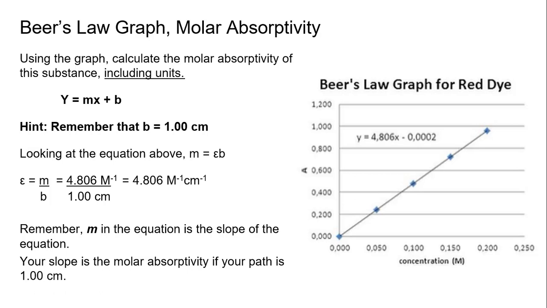Remember, M in the equation is the slope of the equation. So your slope is the molar absorptivity if your path is 1.00 centimeter. Okay? So you see there's the graph. You can take that number there, and that is actually going to be your number here. And here there's absorbance, and here's concentration. So this would be your X value. This is your Y value.